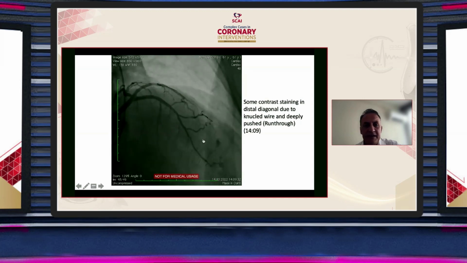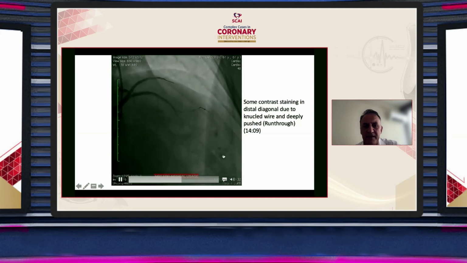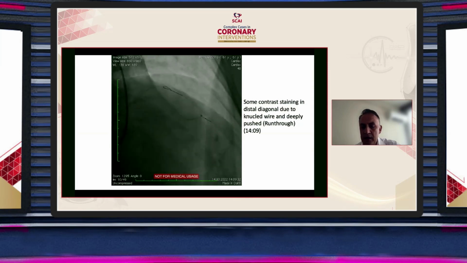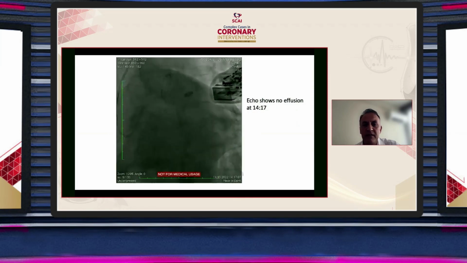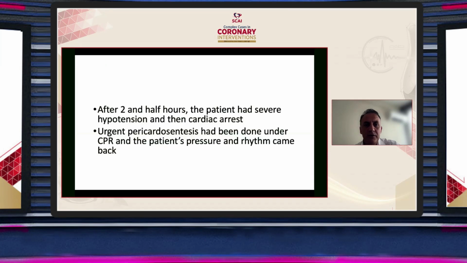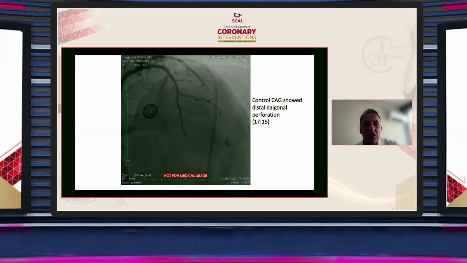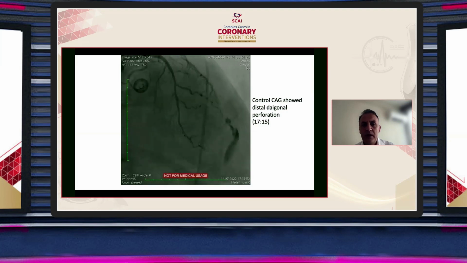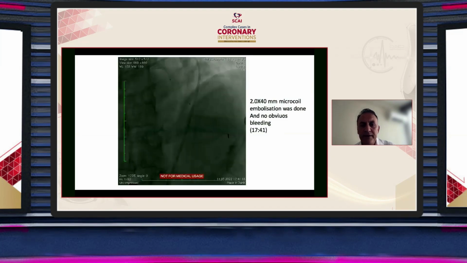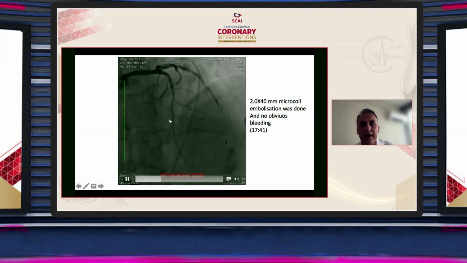After they did everything, kissing and everything, they saw some contrast here, but they thought it looked okay because there was no bleeding and no pericardial effusion. They sent the patient to the CCU, and after a while they checked it and they did kissing. After 2 hours, the patient became hypotensive, and they saw that there was an obvious perforation, and they coiled it. That's fine. After coiling, everything looks fine.